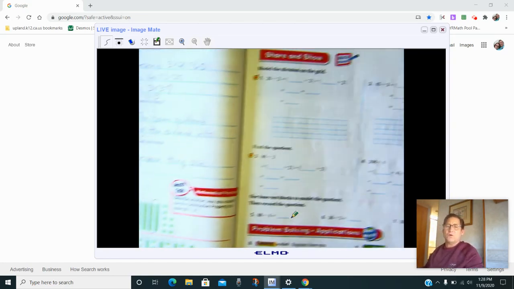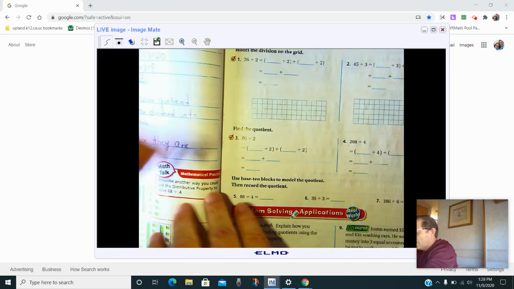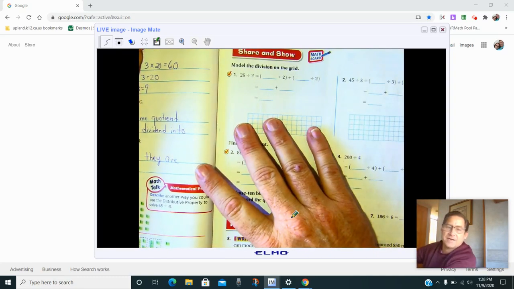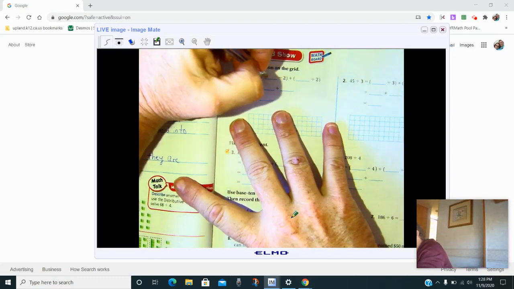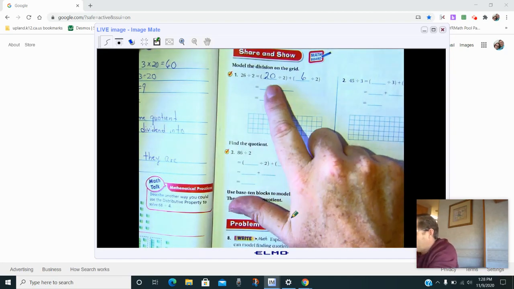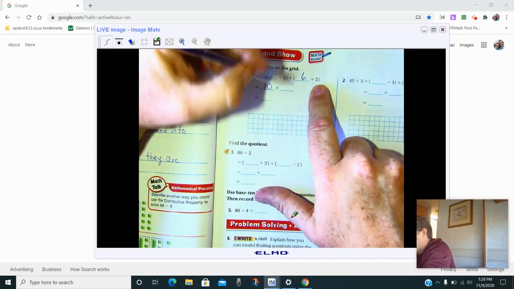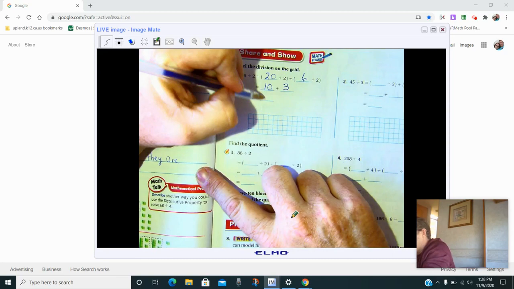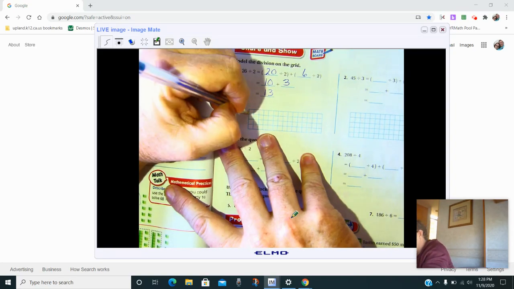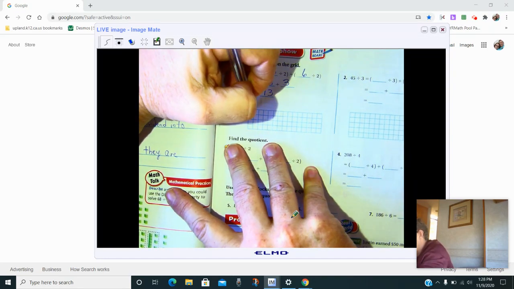Number 1, model the division on the grid. So these could be various answers, depends on how you break it apart. I'm going to use 20 plus 6. 20 and 6. 20 divided by 2 is 10, and 6 divided by 2 is 3. 10 plus 3 is 13. So what would that look like on the grid? Well, we'd have 10 rows of 2.